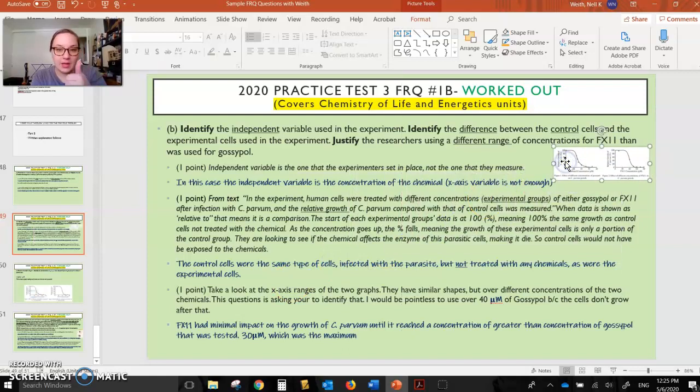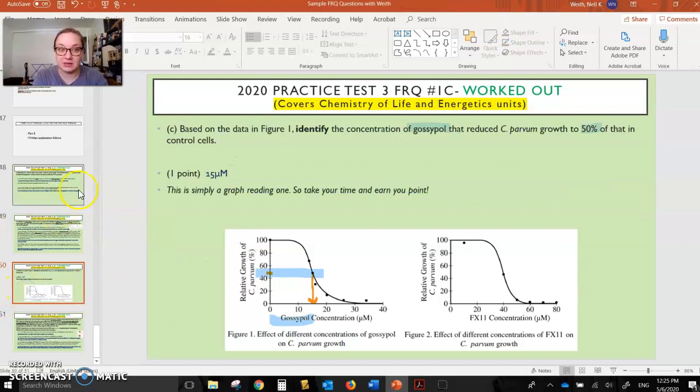All right, so A is about biology content, B is about experimental design, and C is usually about analyzing data. So this one is a one-pointer. Based on the figure, identify the concentration of Gossypol that reduced C. parvum growth to 50% of that in controls. Control cell growth is 100%, and Gossypol took it down to 50. At what concentration of Gossypol? You have to look at your graph and find 50% growth on the Gossypol graph. All you have to do is read the graph, right?